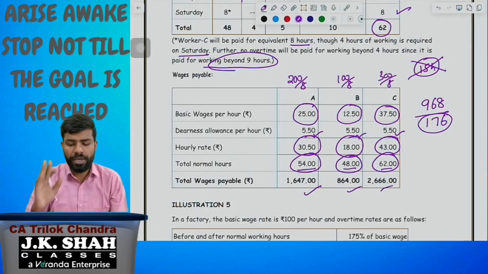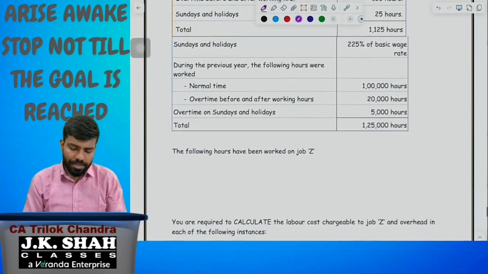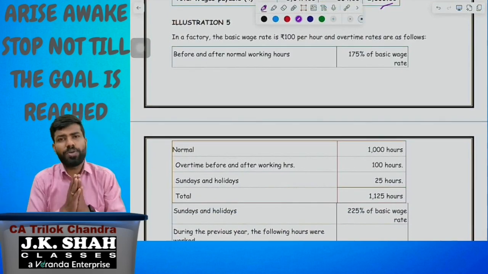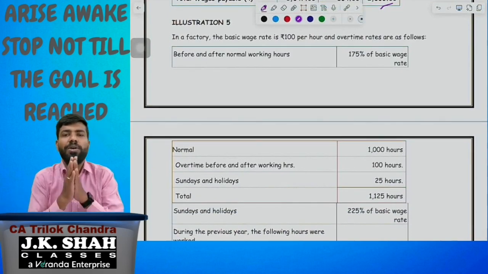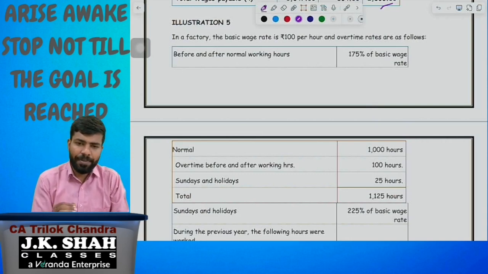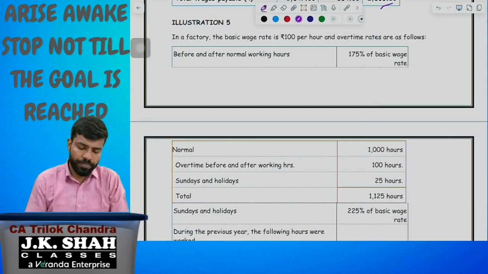Understanding? Okay, now let us look at question number 5. Very simple question. It is a question based on the overtime again. Let us solve this question. Look at this. In a factory, the basic wage rate is 100 rupees per hour and overtime rates are as follows. Before and after normal working hours, it is 175% of basic wage rate.